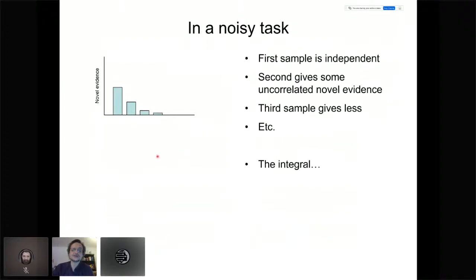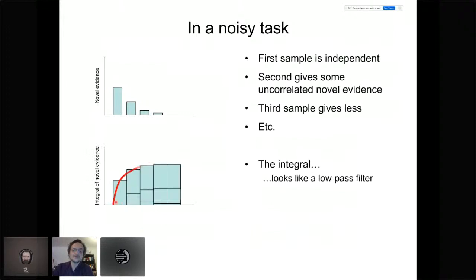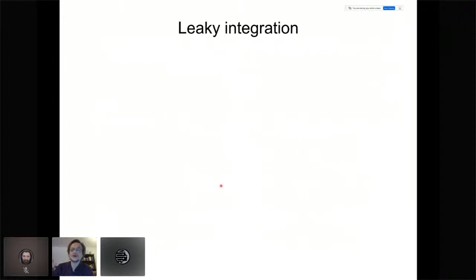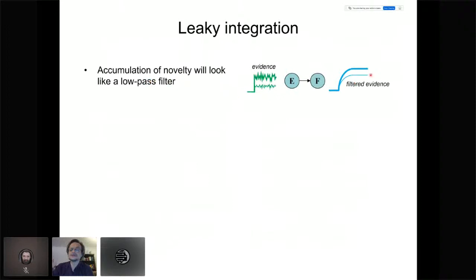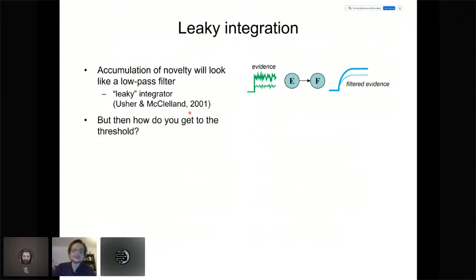So if this was your actual novelty signal and you integrated that novelty signal, it would in fact look a lot like a low pass filter. So a low pass filter is a pretty good approximation of actual accumulation of novel evidence. And that's essentially leaky integration. The accumulation of novelty will look a bit like this kind of low pass filter, whether it's strong or weak. And this would be a leaky integrator. And Usher and McClelland many years ago suggested that perhaps this is a better model, a leaky integrator for making decisions. The problem with this model, though, is how do you get to the threshold? If the threshold is too high, that your evidence is so weak that you'll saturate before you get it, how would you ever make a decision in this condition?